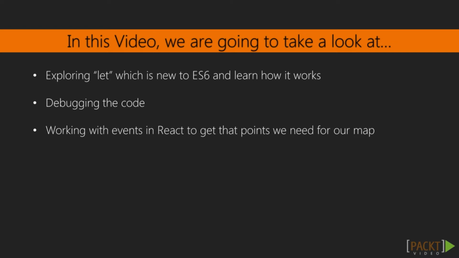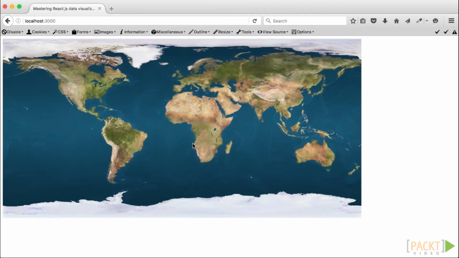We're going to debug things, and we're also going to look at how to work with events within React for us to get the points that we need for our map. All right, let's continue. So the real goal, if you take a look at this map, is to be able to click on different regions and get the cities or locations nearby, and we're going to use web services for that. But before we can do that, we need to figure out what the longitude and latitude are. So let's start the process.